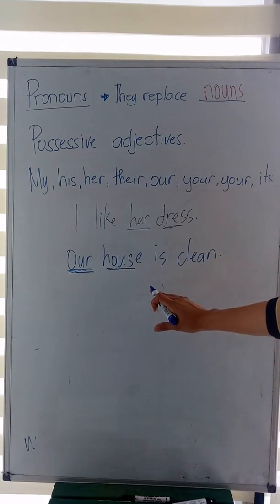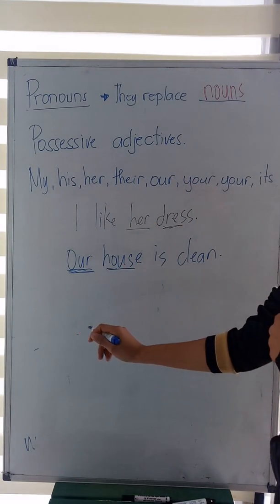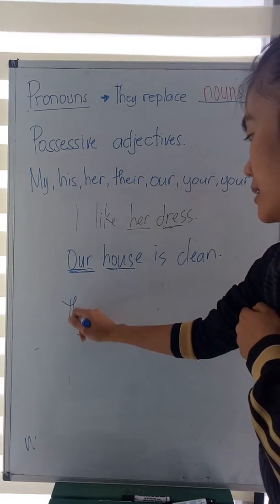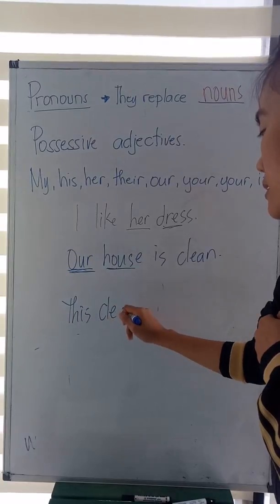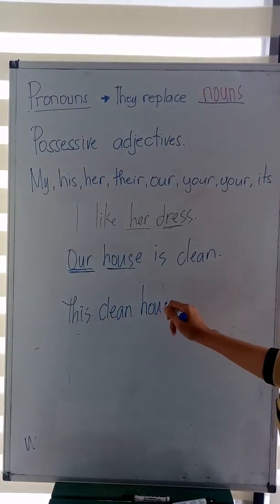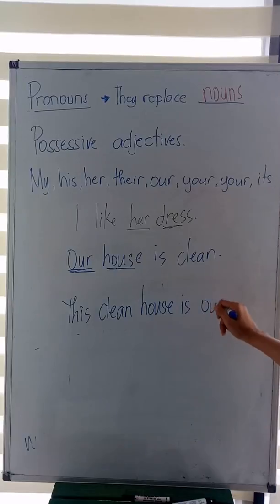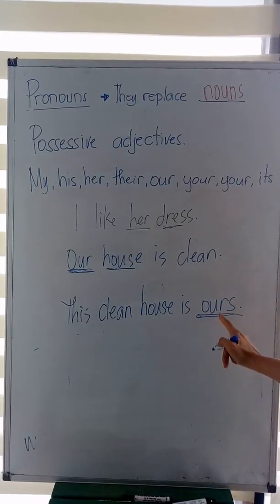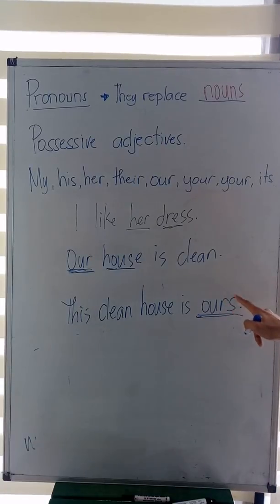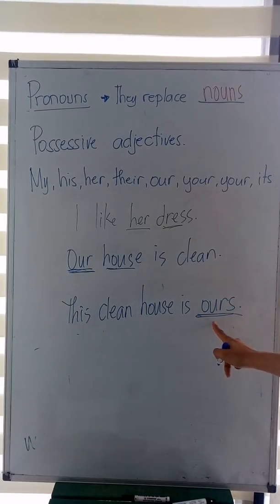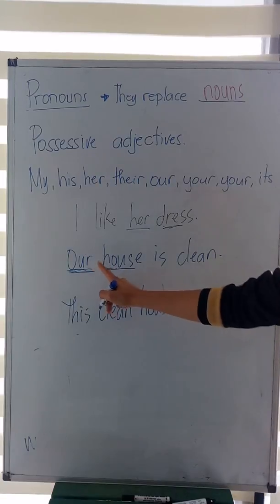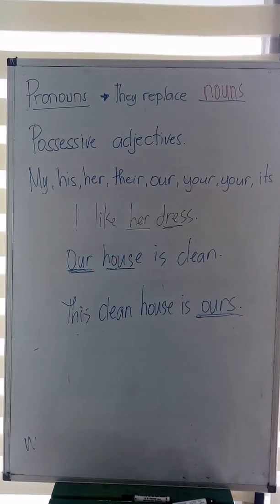If you're going to use that as a possessive pronoun, it's going to look like this: this clean house is ours. All right, this one is our possessive pronoun. It has s here, and it is found at the end of a sentence. Unlike our possessive adjective, it doesn't use s, and it comes before a noun. Okay?